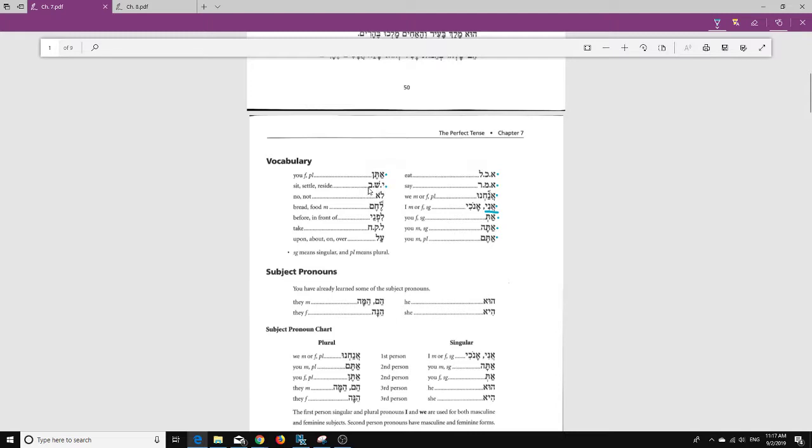Yod, shin, bet. Yashav would be he sat. It could mean sit, settle, or reside.